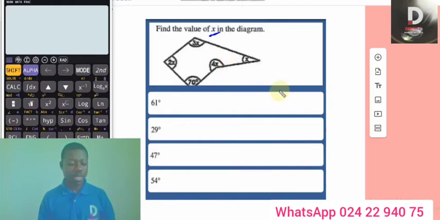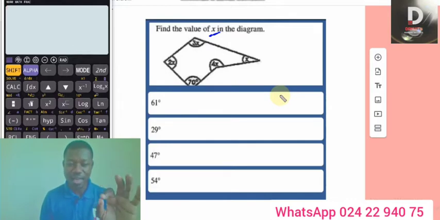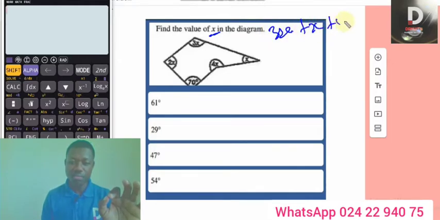Now, when the examiner gives you a diagram like this in polygons, expected to find the value of x, it tells you what formula you're going to quote. The value of x is found where? Inside. So we are going to apply the interior formula. You sum all of them and equate to the formula. So what is that? 3x plus x plus 4x plus 70 degrees plus 2x all must be equal to what?